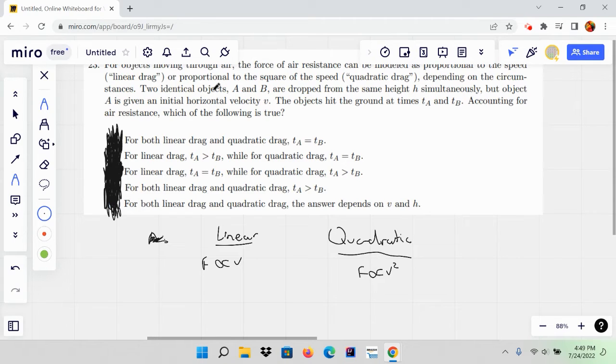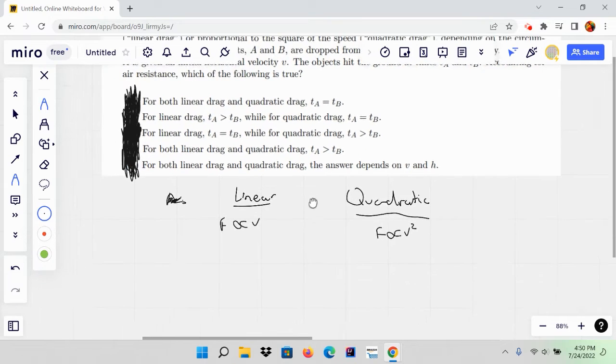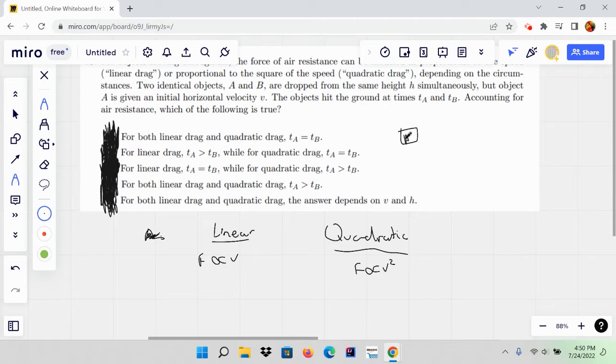And then you basically have two objects. Object A is going to be thrown with some initial horizontal velocity v. So I'll just draw here. You have A, which is thrown with v, and B is just going to be dropped from rest. And it tells you the times that the objects hit the ground are going to be times TA and TB. We basically have to account for this air resistance and see the relationship between the times, whether the air resistance is linear or quadratic.